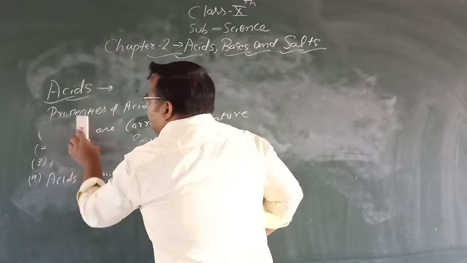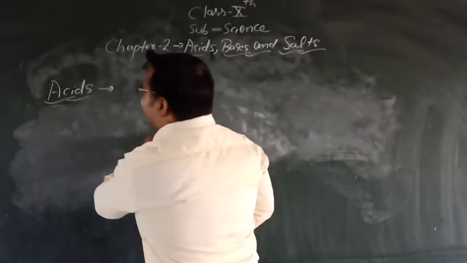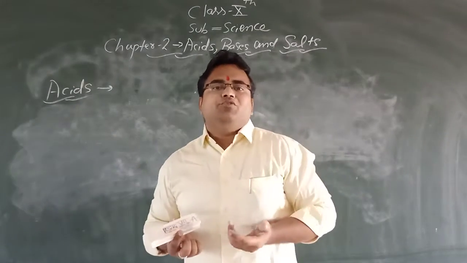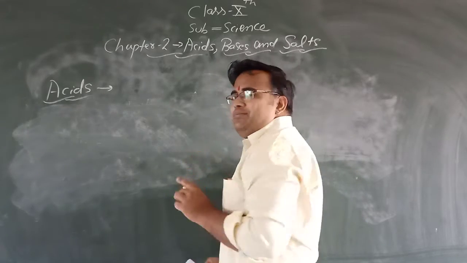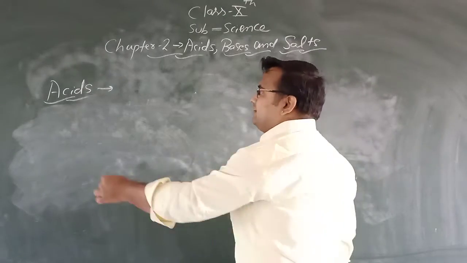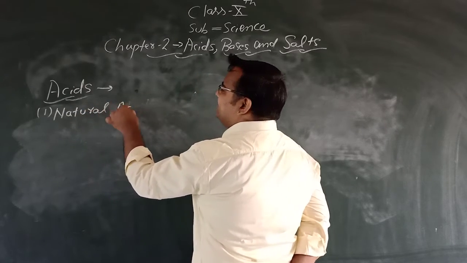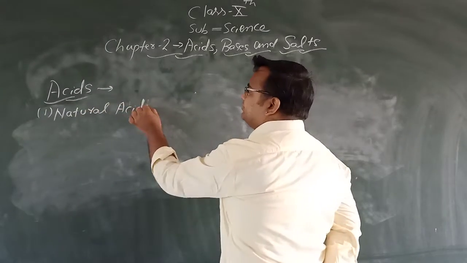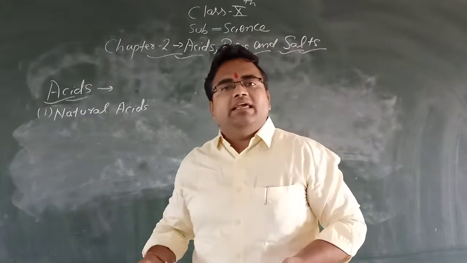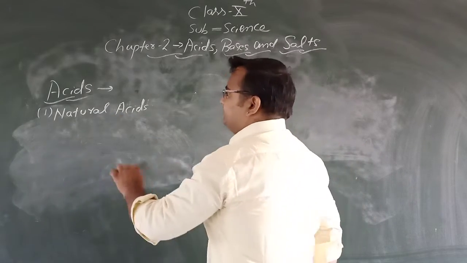Now, different types of acids are available. So we'll see how many types of acids there are. There are two types of acids we'll see in our syllabus. First is natural acid. Natural acids are the acids which are available in nature. So we'll see the examples of natural acid first.